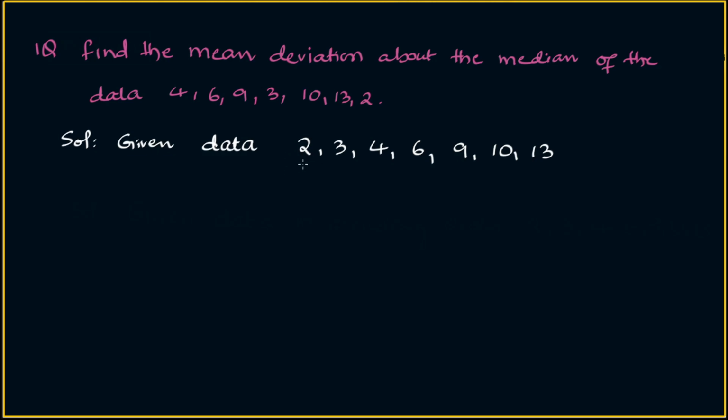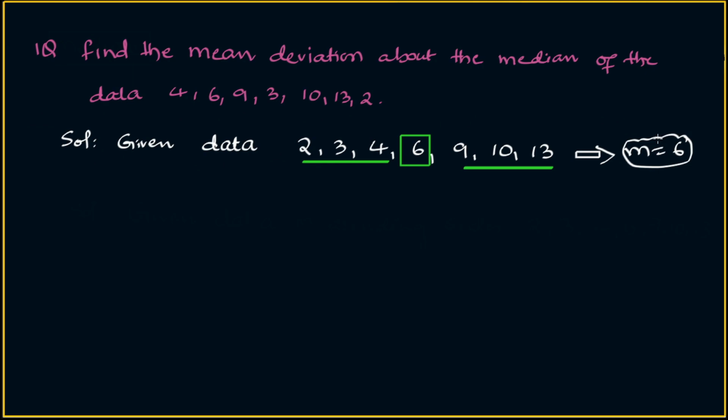So which one is the smallest one? 2, then 3, then 4, 6, 9, 10 and 13. Total how many observations are there? 7 observations. Left side 3, right side 3. So 6 is the middlemost, which is the median of our given data. So median m is 6.